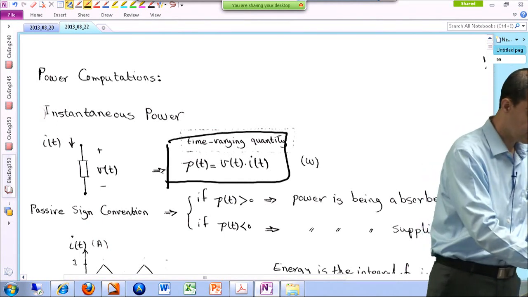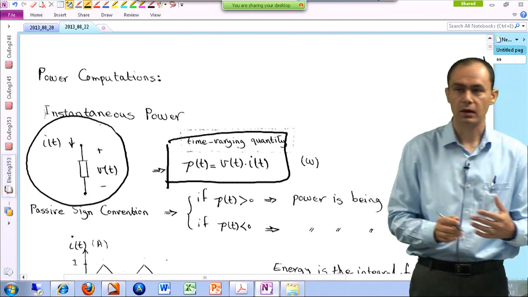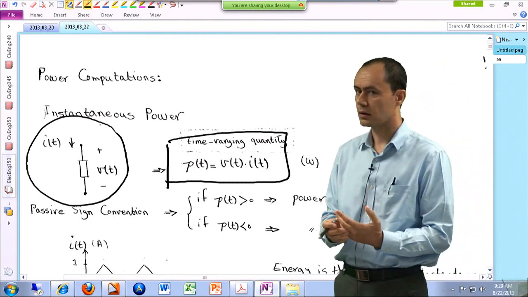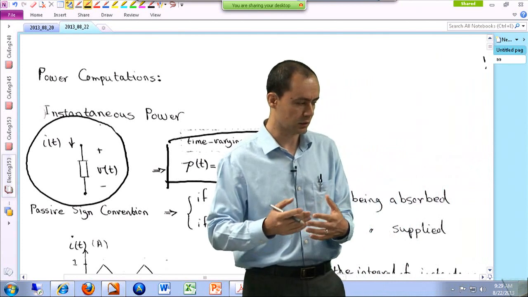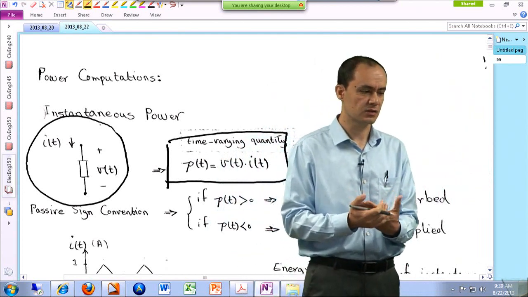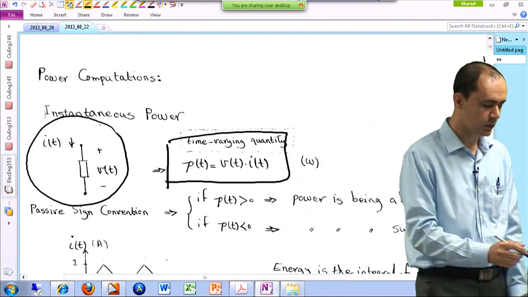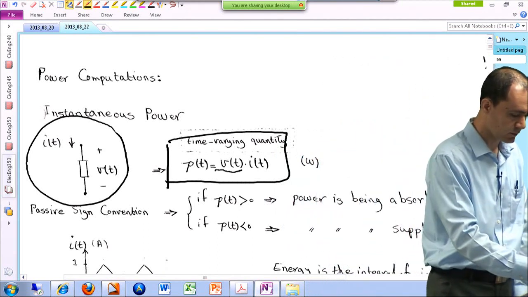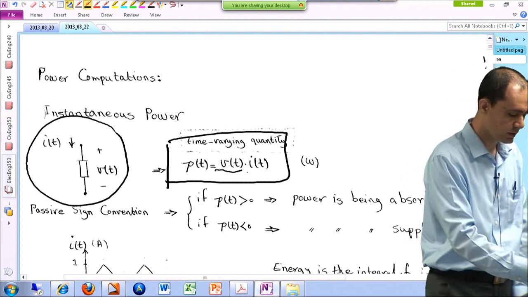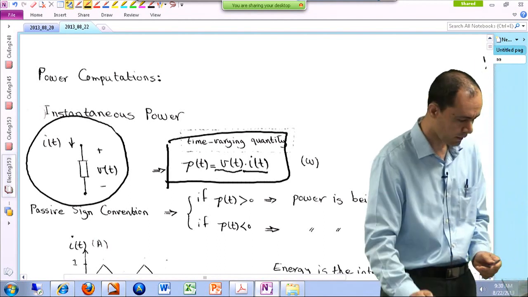So if I have an element like this, and I've already defined the voltage and the current of this particular element in accordance with the passive sign convention, I can define the instantaneous value of the power as just a multiplication of the voltage that I measure by the current that I measure.